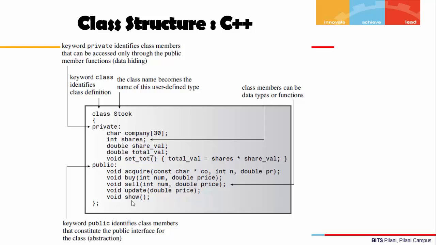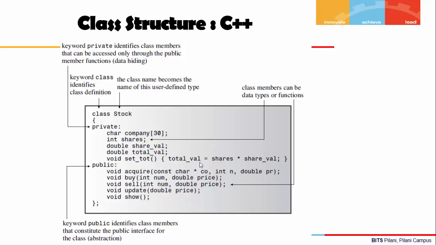If you see here, the private function which we have is set_total. So we are getting the total value. The only way to alter the share member of the stock class is to use one of the stock member functions. The public member functions act as a go-between for the program and the object's private members. So the public member functions are an interface between this object and the program.